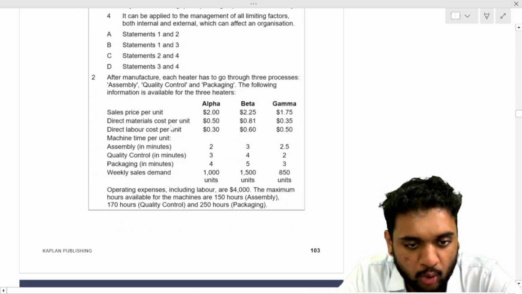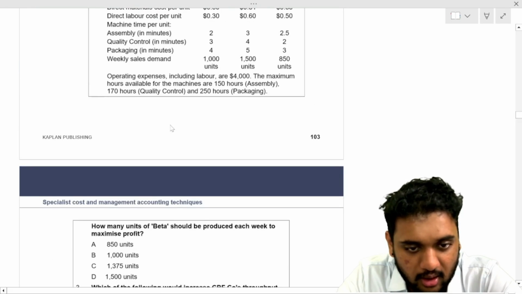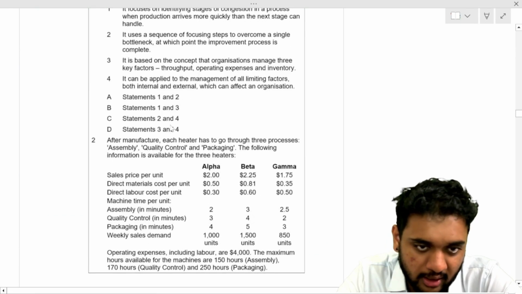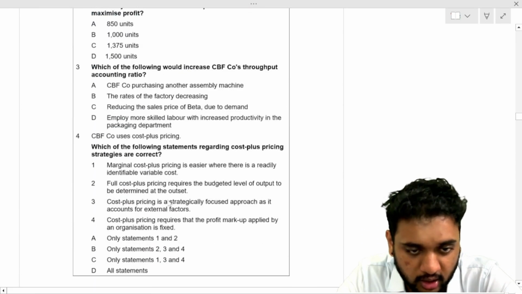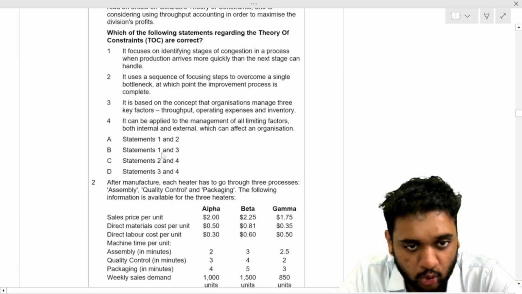Tested understanding 5, do it as your homework. In that everything you should know. Because we learned ABC costing, we learned throughput, we learned pricing. We came here after learning every chapter.